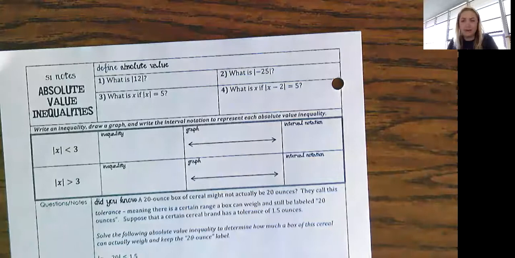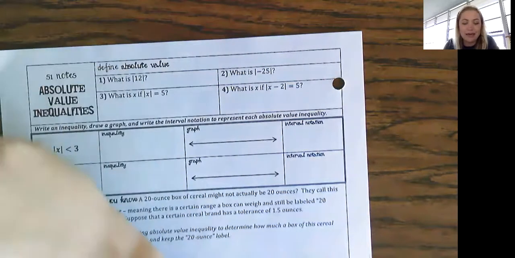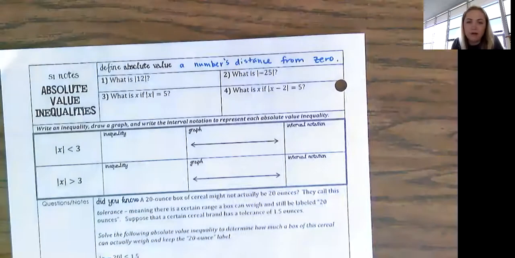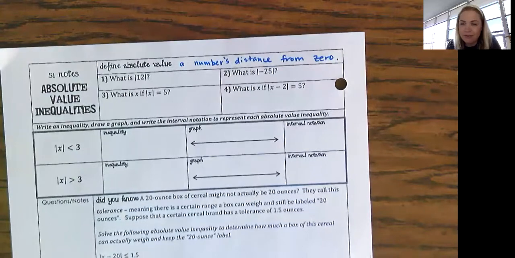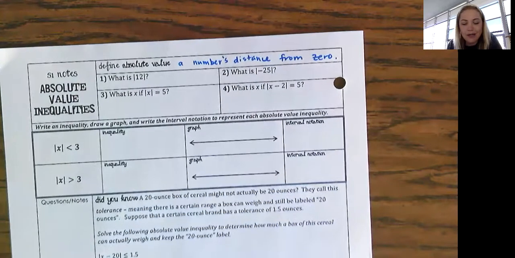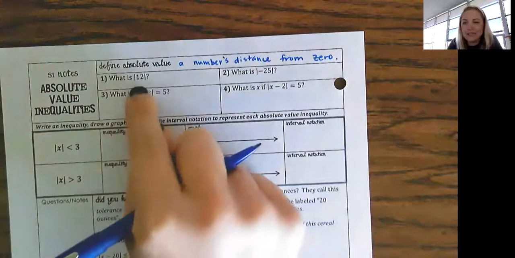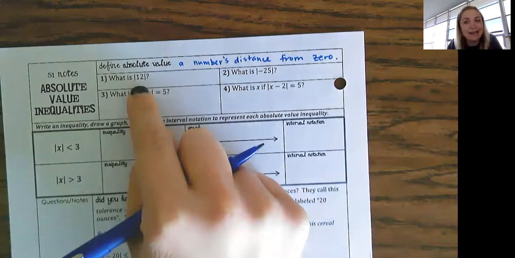You've learned about absolute value in elementary school and in the 7th grade. We talked a little bit about it in the 8th grade, but absolute value is a number's distance from zero. A number's distance from zero. So it's how far any given number is from zero. So when it asks what is the absolute value of 12, it's asking how far is 12 from zero.